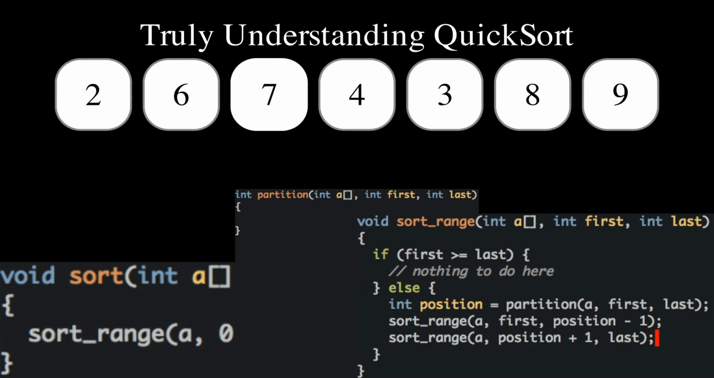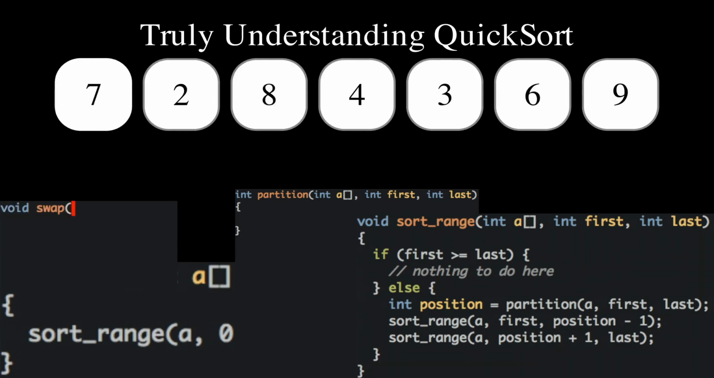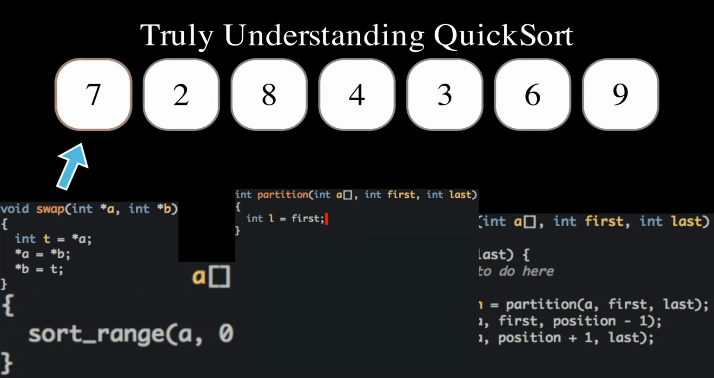It remains to fill in the partition function. We make use of the auxiliary function swap that should be self-explanatory. In partition, we initialize L and R, as explained earlier, by the first and the last position of the range to be partitioned. The pivot is always at position L. We now loop until the interval between L and R shrinks to just one element, which is necessarily the pivot.